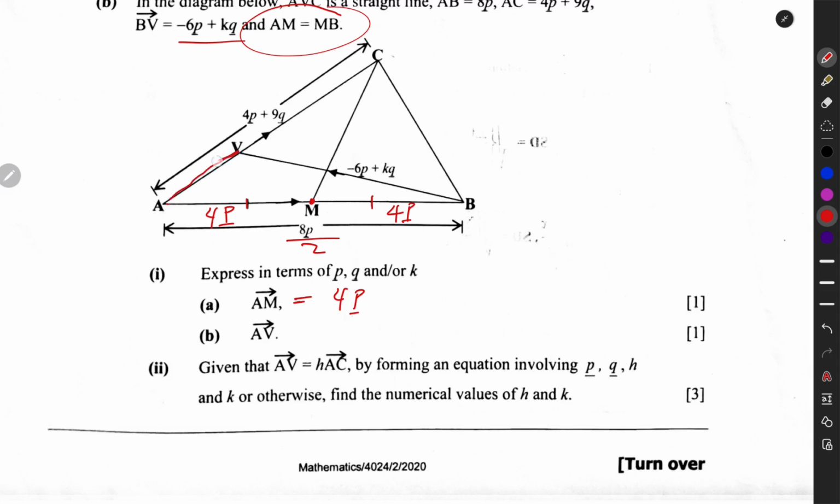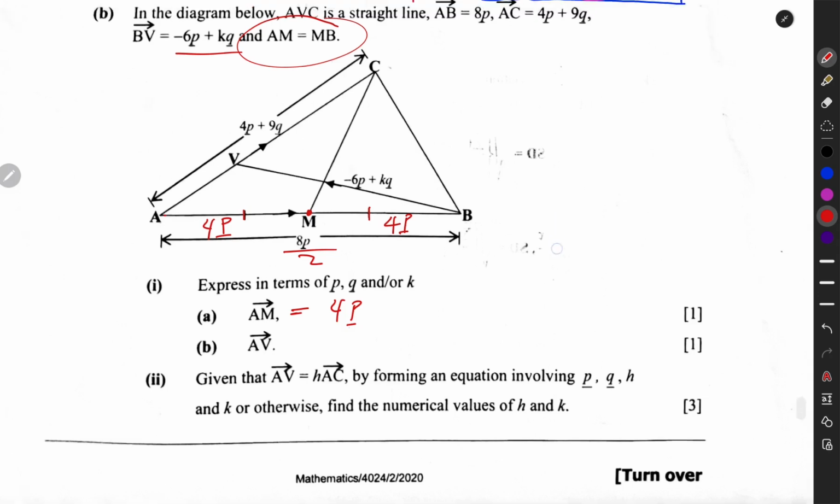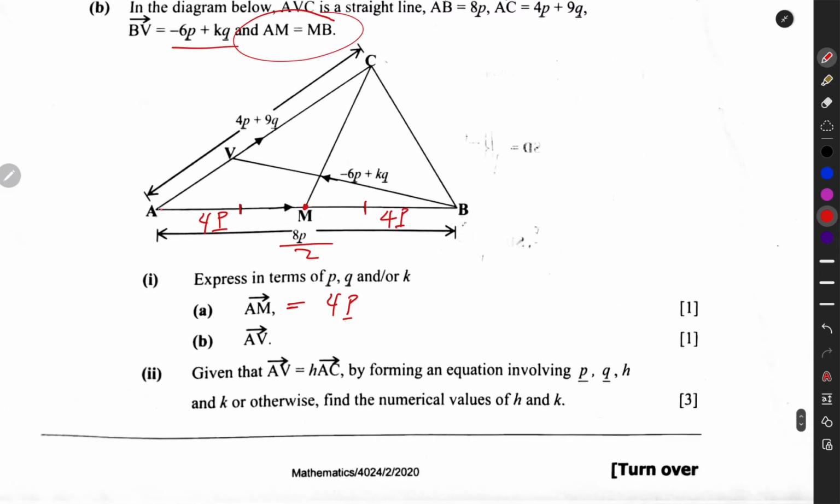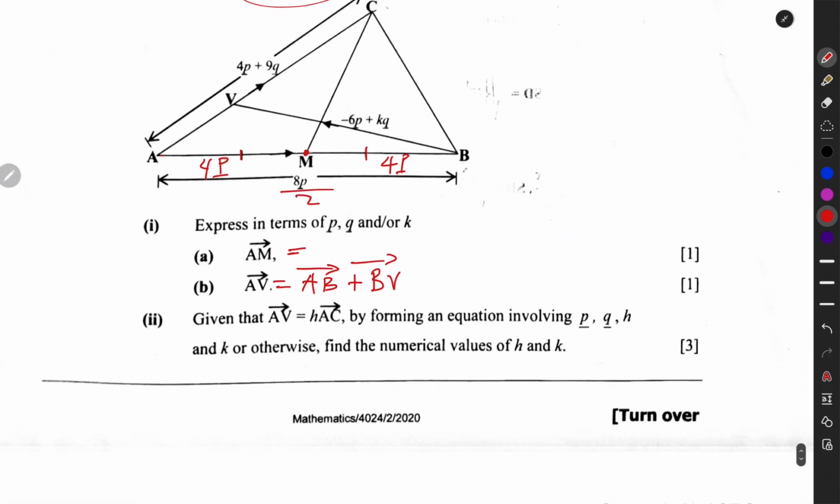Now for AV, let us find it. Is there a way of finding it in terms of ratios? I think we have nothing. So the way to find it, we can use vector AV is equal to vector AM, no, we are going to take the whole of this, AB, so vector AB plus BV. The question is, do we have AB? Yes, we have. It is 8P.